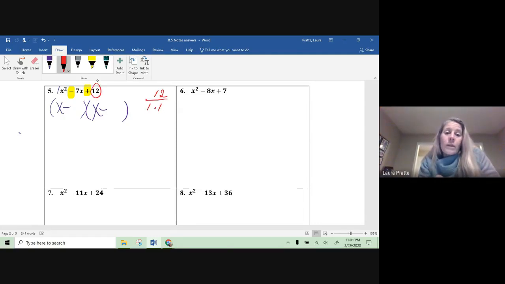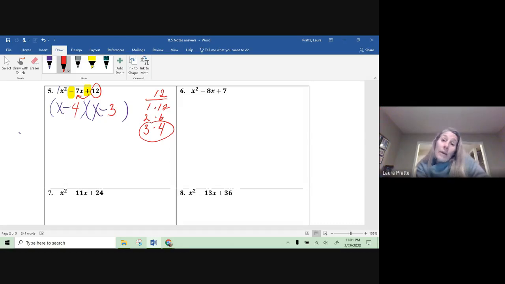Okay, so 1 times 12, 12 divided by 2 is 6, 12 divided by 3 is 4. So which of these combinations is going to add up to give me a 7? That's right, 3 and 4. And again, because it's a negative 7, that's why it would be a negative 4 and a negative 3, because that's how you would get the negative 7 in the middle when you add them or combine those like terms. But when you multiply the two negatives, you'll still get that positive 12 at the end.